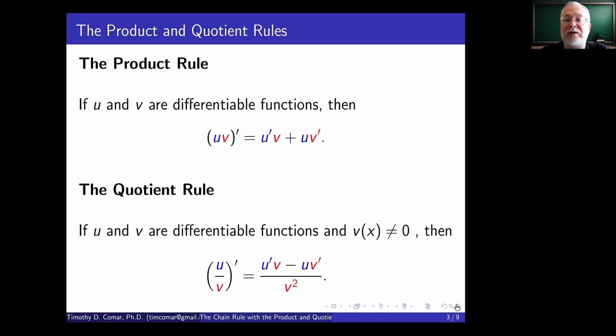And a quick reminder of the product and quotient rules here. So if u and v are differentiable functions, the derivative of the product u times v is u prime v plus uv prime. And the quotient rule, similarly, u and v are differentiable functions, and we have to make sure that the denominator is not going to be 0. Then the derivative of the quotient of u and v is u prime v minus uv prime divided by v squared.